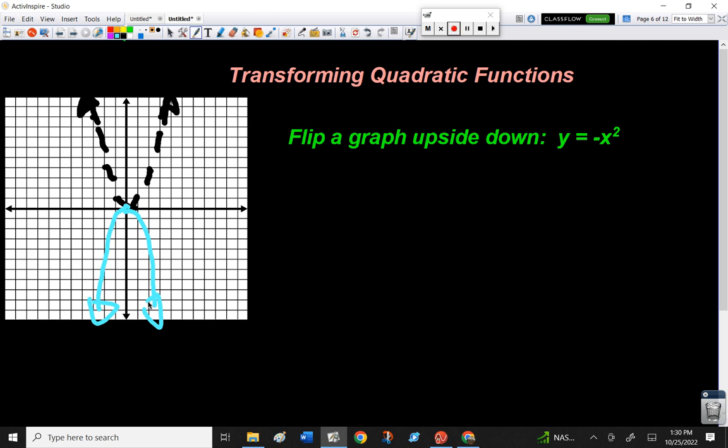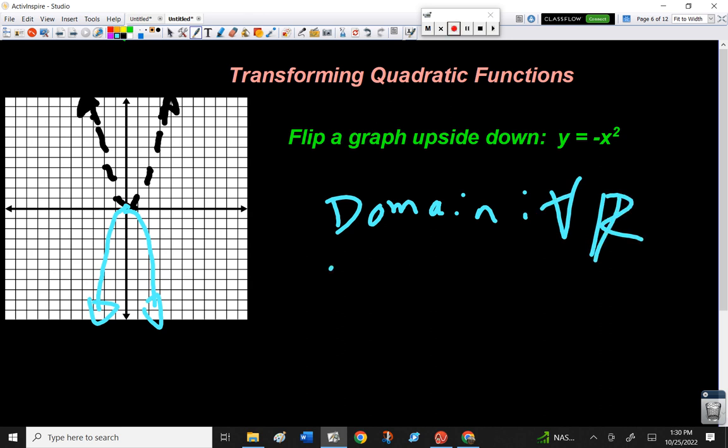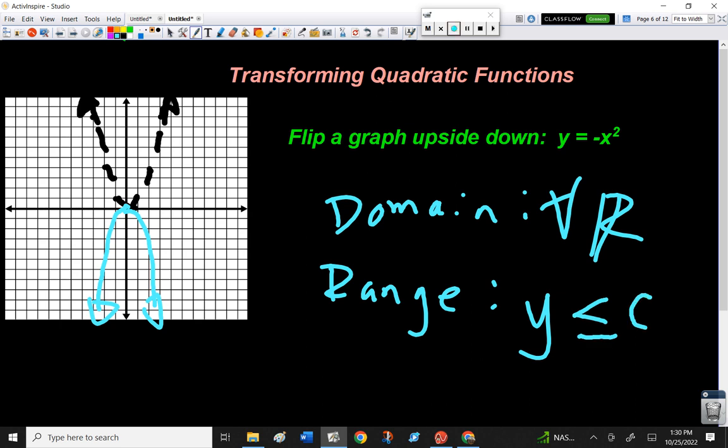That's what this graph looks like, ladies and gentlemen. The domain is still going to be all real numbers. The range this time is going to change. Whenever we flip the graph, it no longer has a minimum point. It actually has a maximum point. And the highest that this graph goes is 0. So y is going to be less than or equal to 0 this time. Notice that we had to change it to less than or equal to because we flipped the graph upside down.